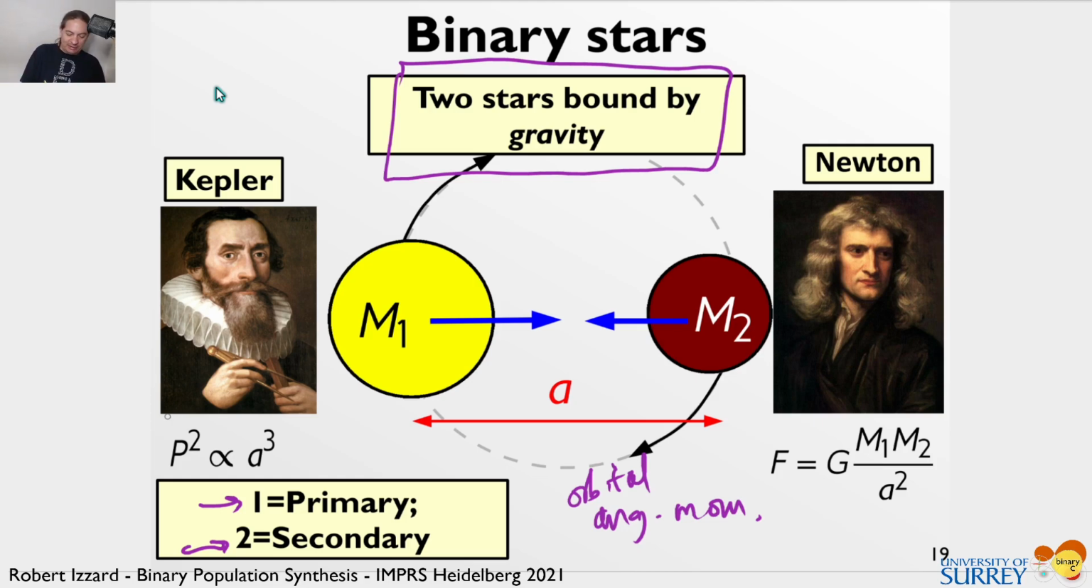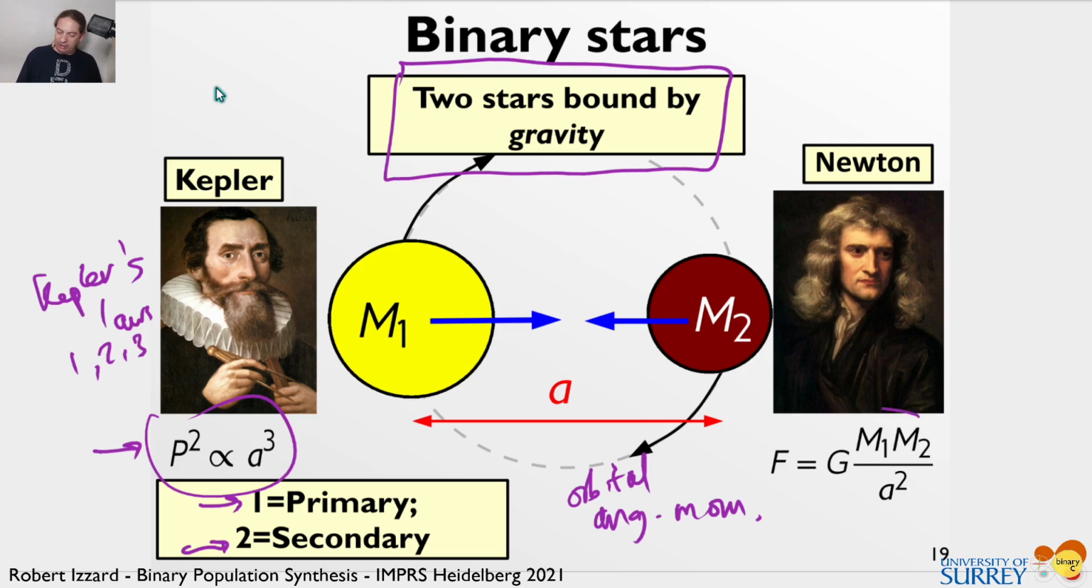Now, Kepler has his famous laws. If you don't know them, there are three laws, Kepler's laws 1, 2, and 3. One of them says that the period squared is proportional to the separation cubed. And that is absolutely vital. That's true for the Earth going around the Sun. It's true for any two objects traveling around each other under the force of gravity. So that's very simple.